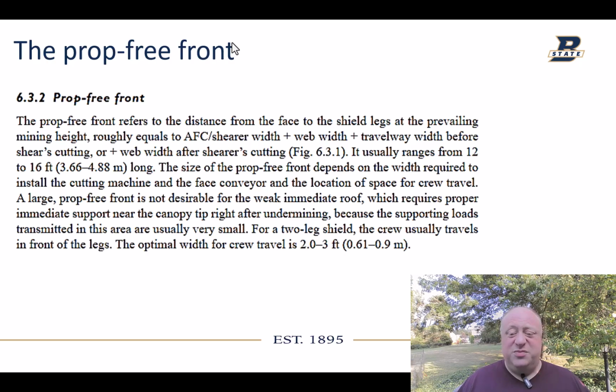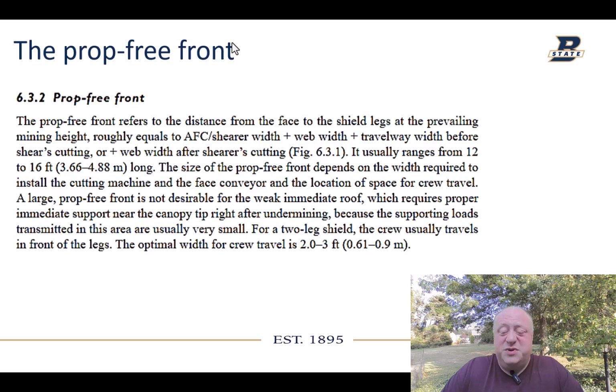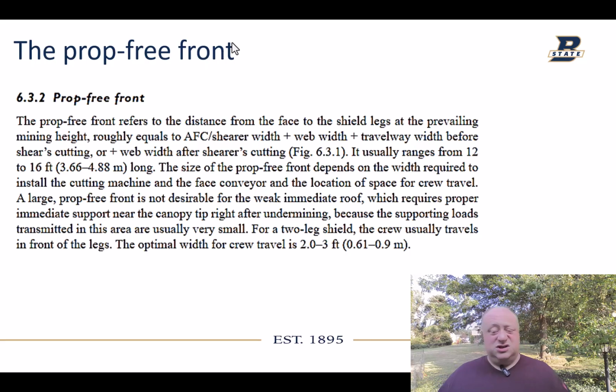The size of the prop-free front depends on the width required to install the cutting machine and the face conveyor, and the location of space for crew travel. A large prop-free front is not desirable for a weak immediate roof, which requires proper immediate support near the canopy tip. So if your roof is weak, you need to get those shields reset as fast as you can and get the canopy tip as close to the face as you can, because you want supported loads in this area very small, so you want to keep them really, really tight. For a two-legged shield, the crew usually travels in front of the legs, with optimum width for travel ways of 2 to 3 feet.